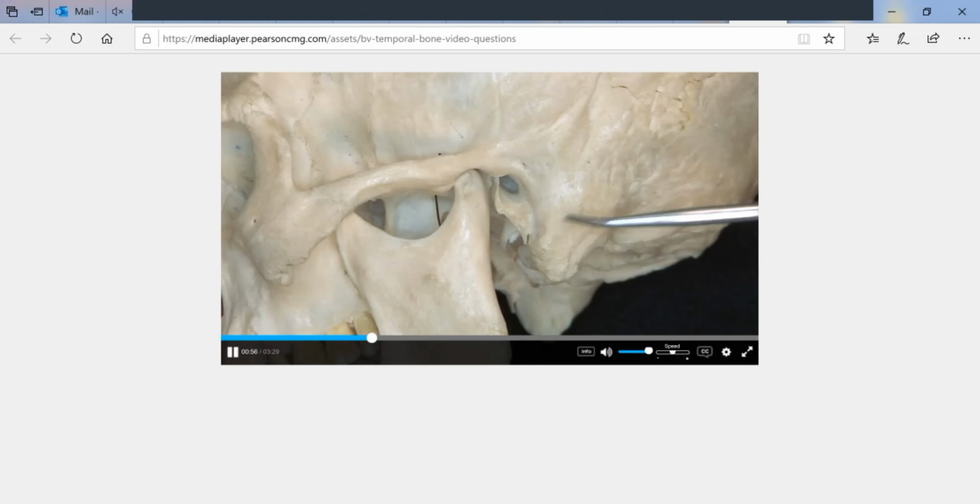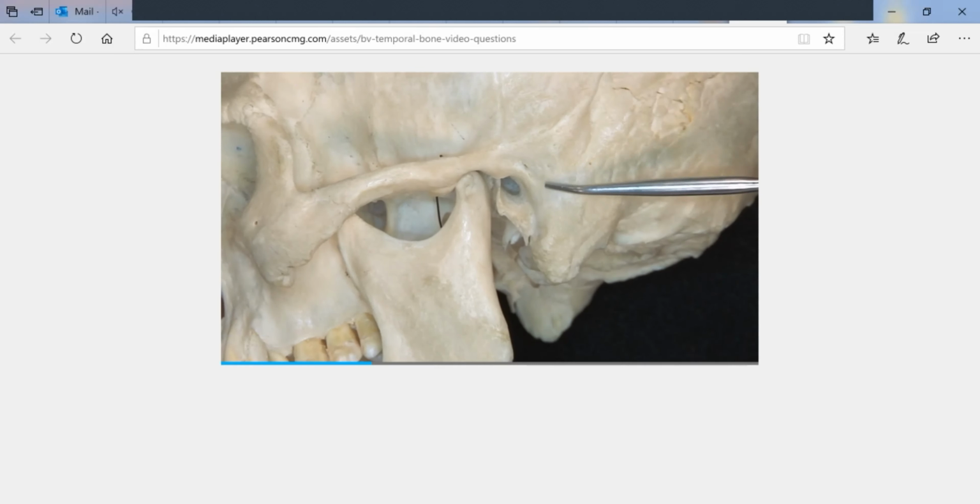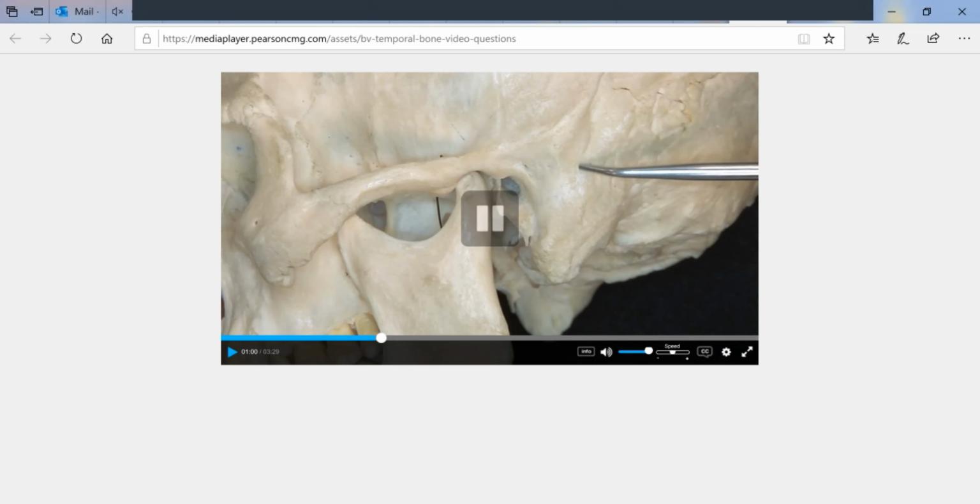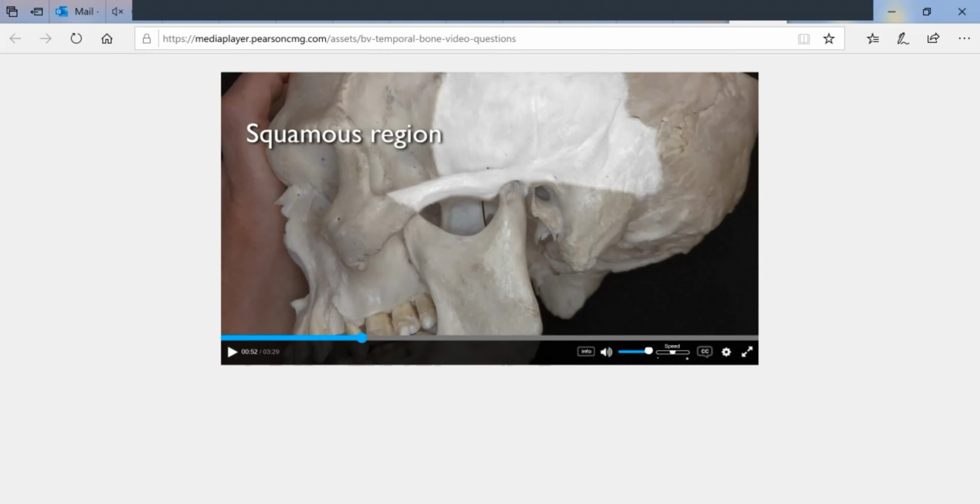Let me just kind of explain, because it's a little bit misleading in the video here. The highlighting is more posterior and inferior than the squamous region. So you'd think that everything shown here in white is the squamous. It's this flat scale-like part here. Okay, that's the zygomatic arch there. Okay.